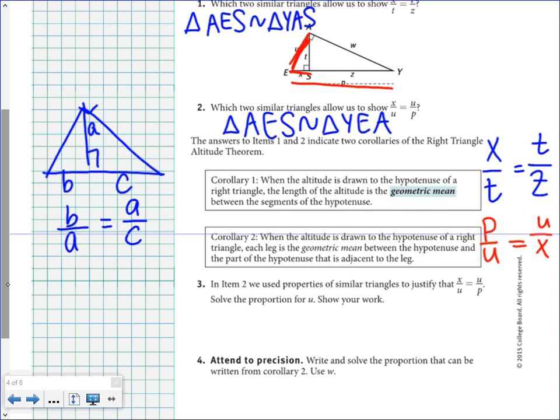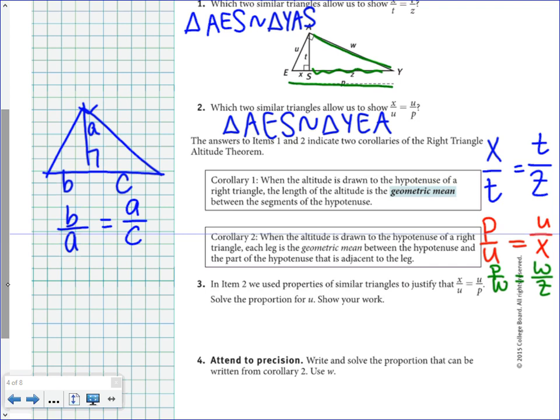You could do the same idea with the other leg, W. So W is our geometric mean between the whole hypotenuse, P, and the part of the hypotenuse that is closer to the W, which is Z. So that's the second corollary.